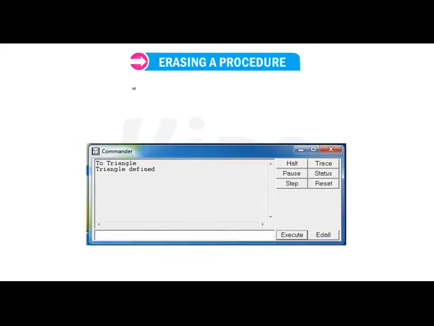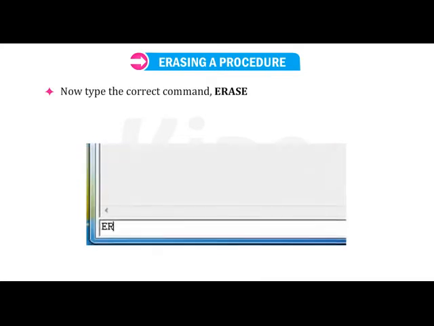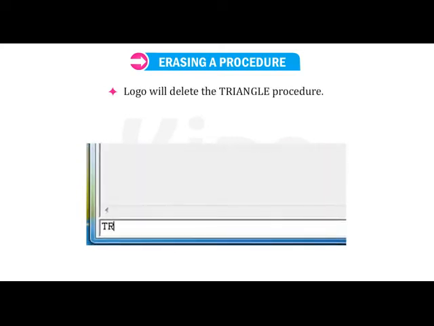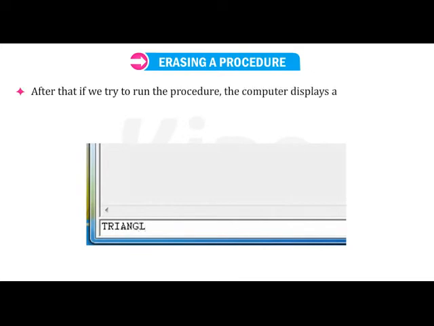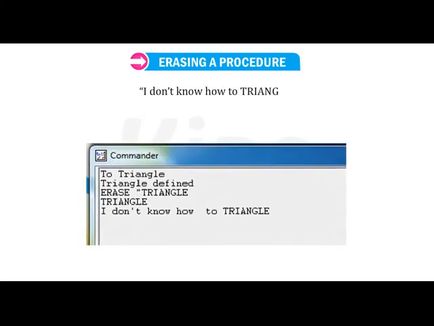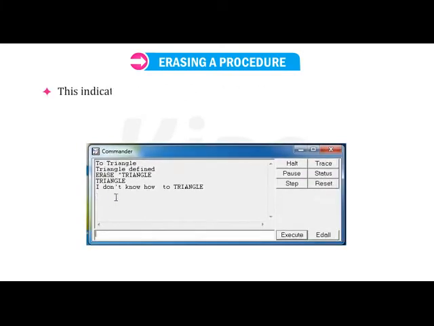That is, erase, double quote, triangle, didn't output to erase, double quote close. Now type the correct command: erase, double quote, triangle, and press enter. Logo will delete the triangle procedure. After that, if we try to run the procedure, the computer displays an error message: I don't know how to triangle. This indicates that the procedure name triangle has been deleted.